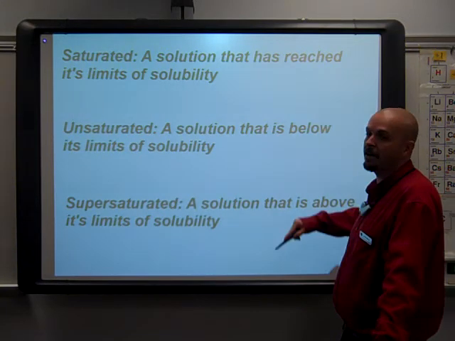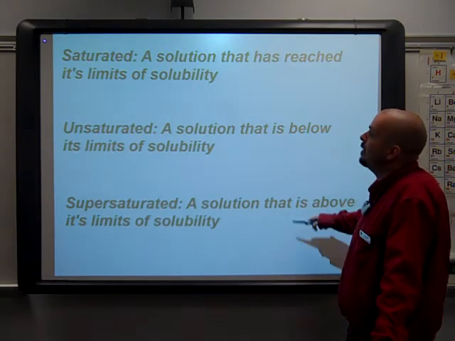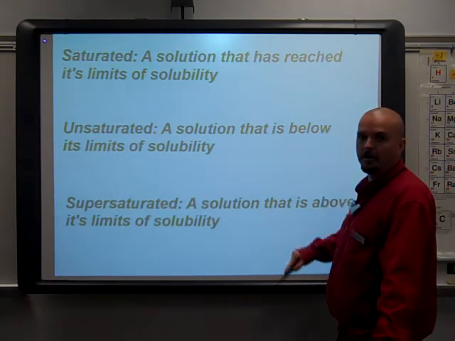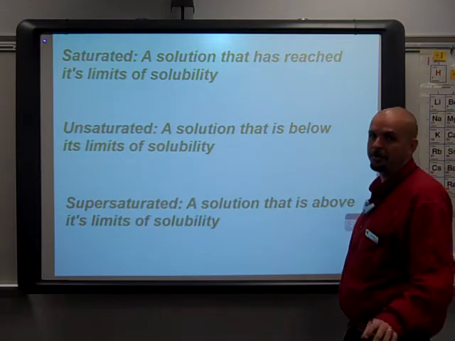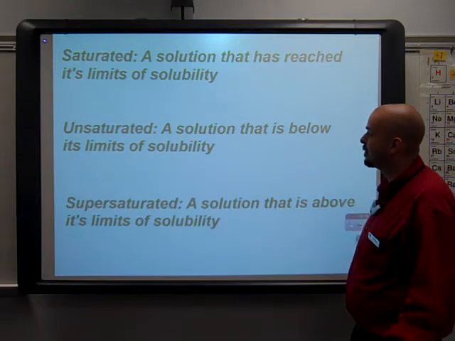This is what happens when you try to add sugar to Rice Krispie cereal. You get the sugar sludge on the bottom. That milk is already saturated. It's holding as much sugar as it can. So when you add more sugar to it, it just settles to the bottom.